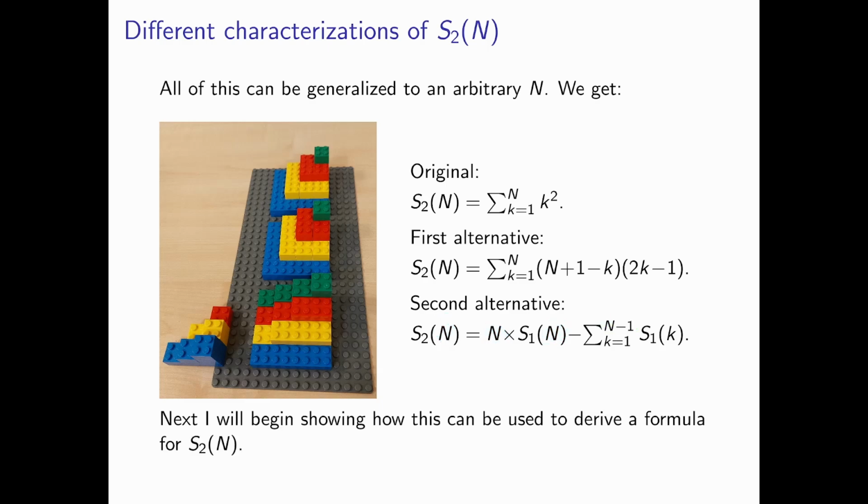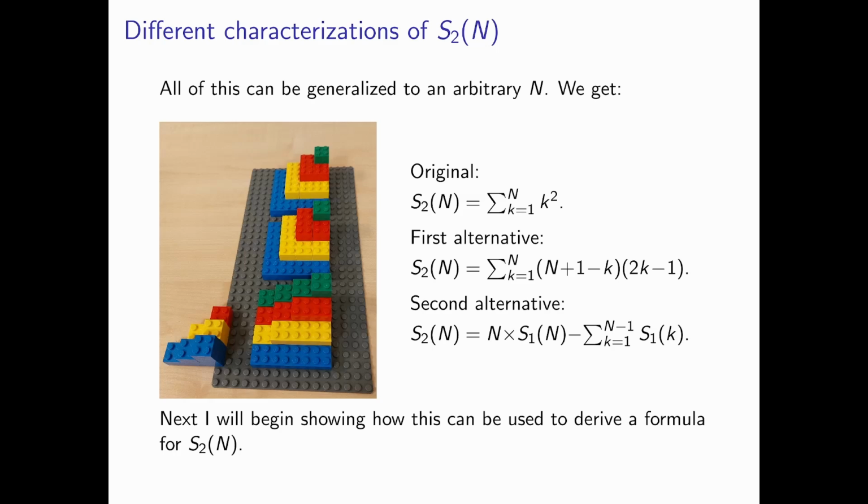Now, next, I will begin showing you exactly how we can solve the problem of finding a formula for s sub 2 of n using these alternative characterizations. So if you still want to solve the problem on your own, I recommend that you pause the video and try to solve it for as long as you'd like. Then I will go on and explain in detail how we can use these alternatives to solve the problem.